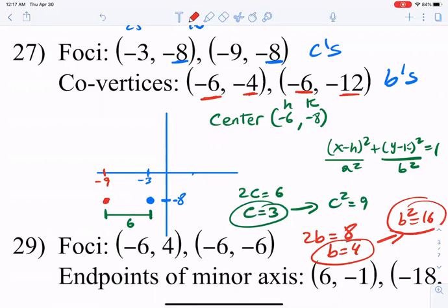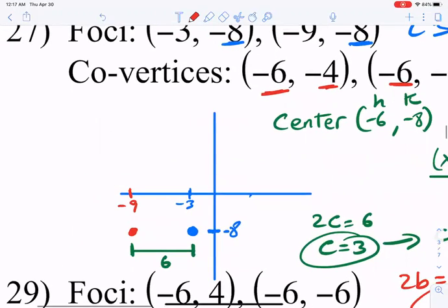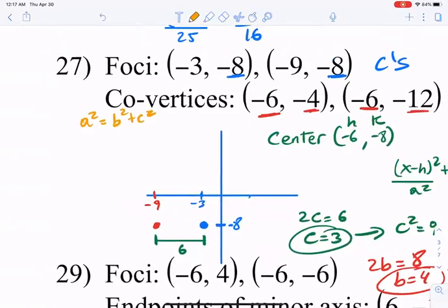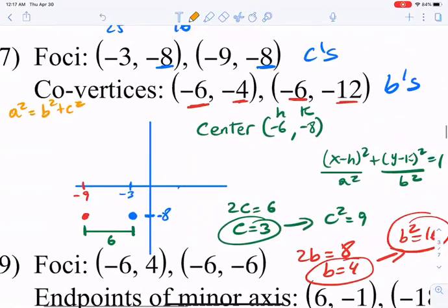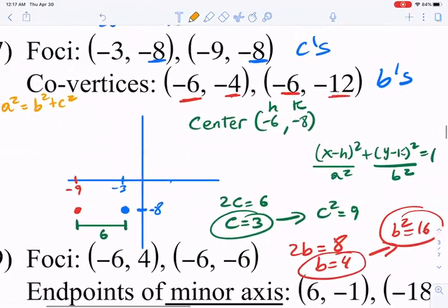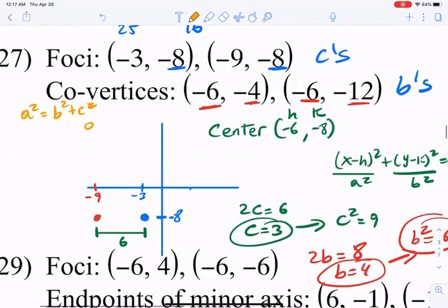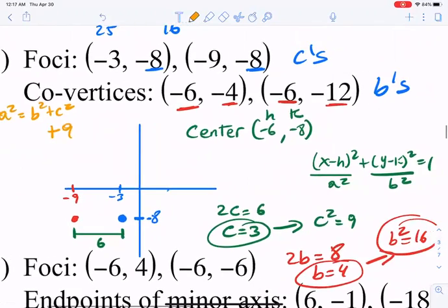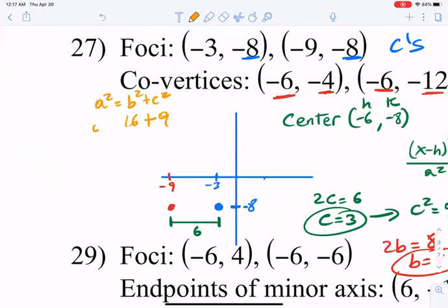Now, what I need to do is write my equation. But you might say, you don't have a. Okay, but that's pretty easy. Let's find out what a is. Remember your formula? a squared equals b squared plus c squared, right? So I need to find out what a is. I have c squared, which is 9. I have b squared, which is 16. That implies that a squared is going to be 25. So I have a already.